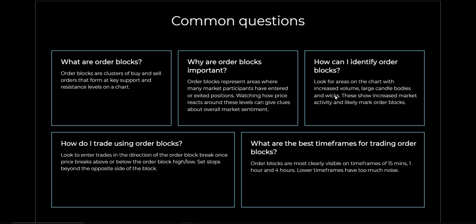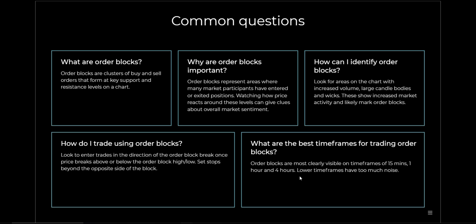Now how can we identify order blocks? Look for areas on the chart with increased volume, with large candle bodies and wicks. These show increased market activity and likely order blocks. How do I trade order blocks? We'll go into that, and I'll show you live examples as well. Look to enter trades in the direction of the order block break once price breaks above or below the order block high or low. Set stops beyond the opposite side of the block.